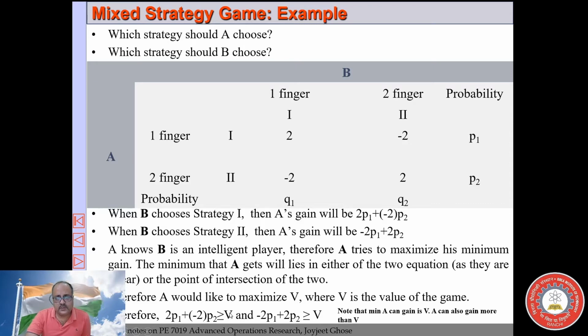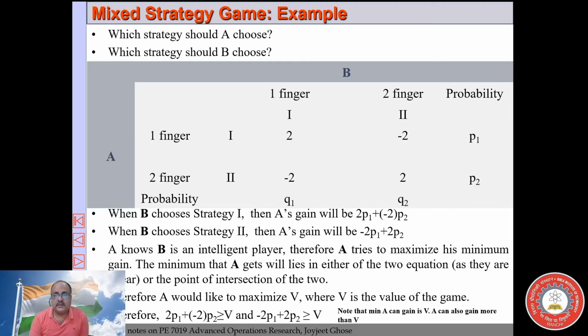So if I equate it to the minimum gain, both of these will be equated, and you will find that P1 is equal to P2. Very easily, if you try it out, you can find P1 will be equal to P2, and we know P1 plus P2 will be equal to 1. The summation of all the probabilities will be equal to 1. So P1 equal to P2 will be equal to half.